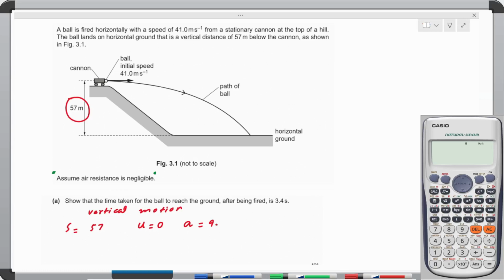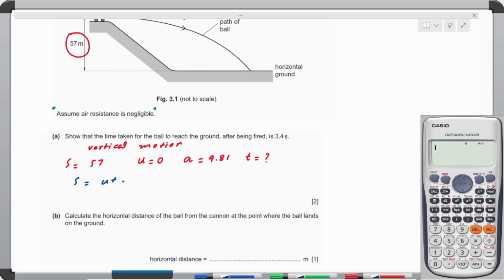So s equals ut plus 1/2 at square. This thing would be reduced to 0. S equals 57. 2 would be multiplied on the other side. A would be divided on this side, equals t square, and in order to get rid of the square, you'll have to take the square root.